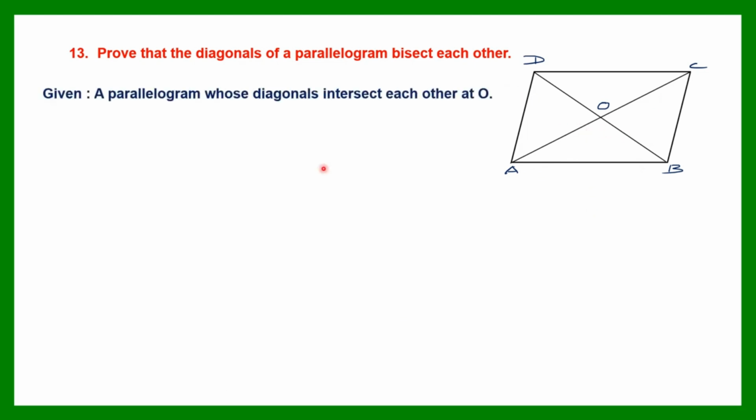So what is given to us? A parallelogram whose diagonals intersect at O. The diagonals are intersecting each other here. Then what do we have to prove? We have to prove that these diagonals are bisecting. You can see it bisecting. Now we need to prove it.